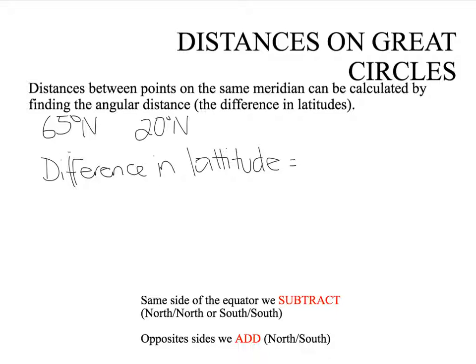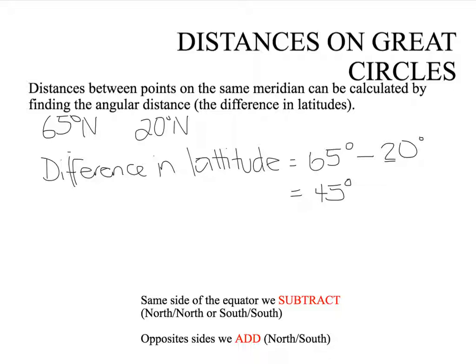So difference in latitude is going to be 65. And we're going to subtract those because they are both north. So 65 minus 20 degrees. So that's going to be 45 degrees. So that would be our difference in latitude for this one.